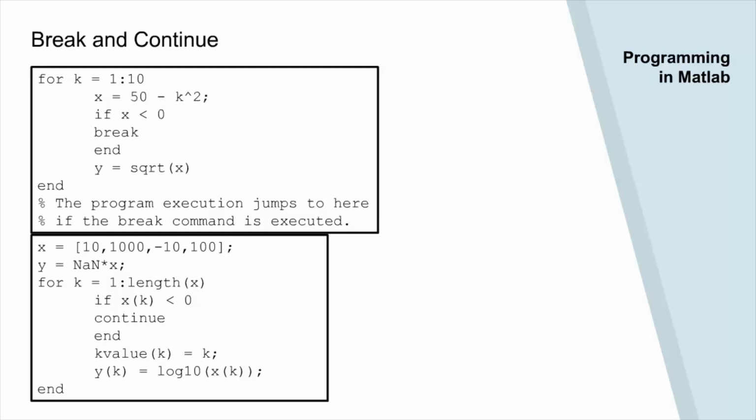So if x becomes less than 0, we break it, and we have an end that ends the if statement, and then we have y is equal to square root of x, and then the end of the for loop. So when the break command is executed, it jumps to the end of the for loop as commented in the first box. However, it is usually possible to write the code to avoid using the break command.